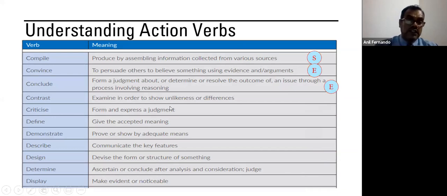Then contrast. Contrast deals with comparison, examine in order to show unlikeness or differences. Criticize, it's again higher order level.